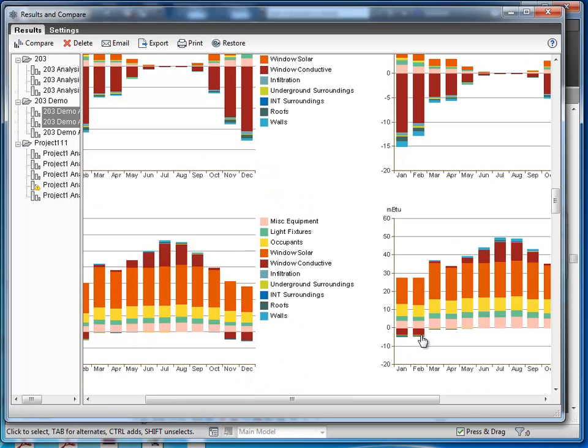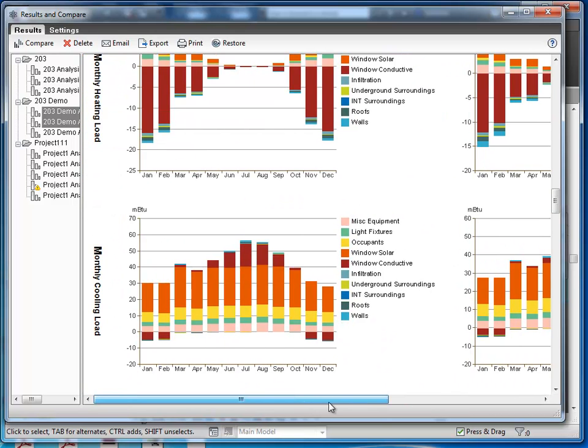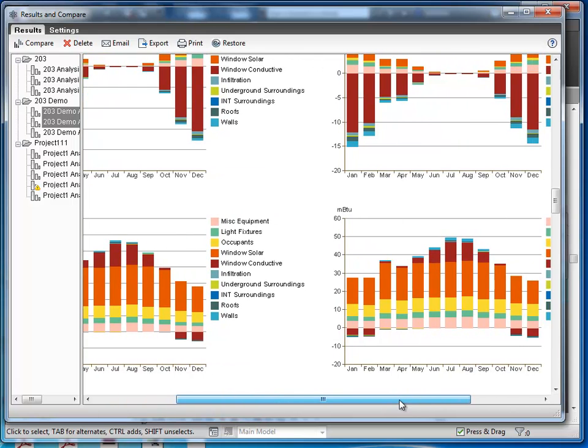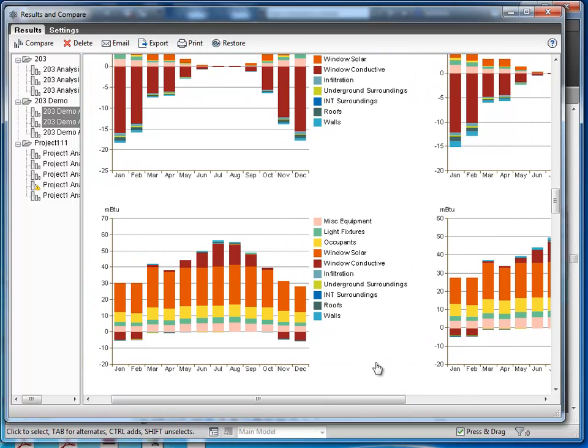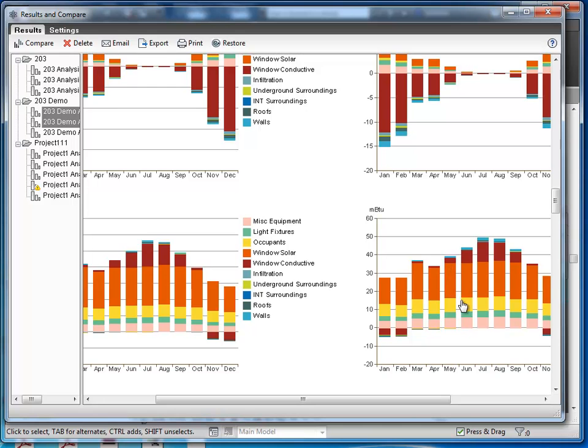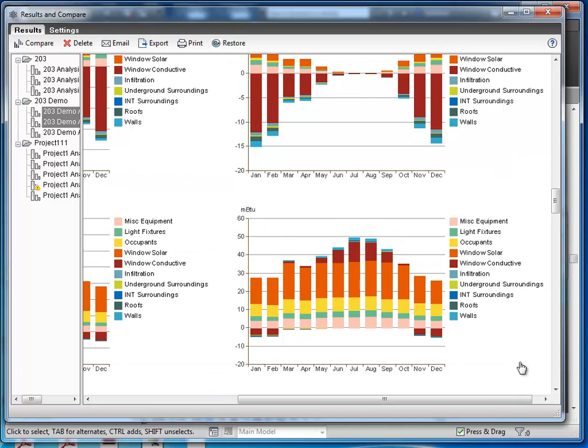So for example, you can see, and you have to be careful, sometimes the legends are not the same. Like this one goes from 60 to -20, and this one goes from -20 to 70, so it's slightly different. But the point is that you're reducing the window's solar component.